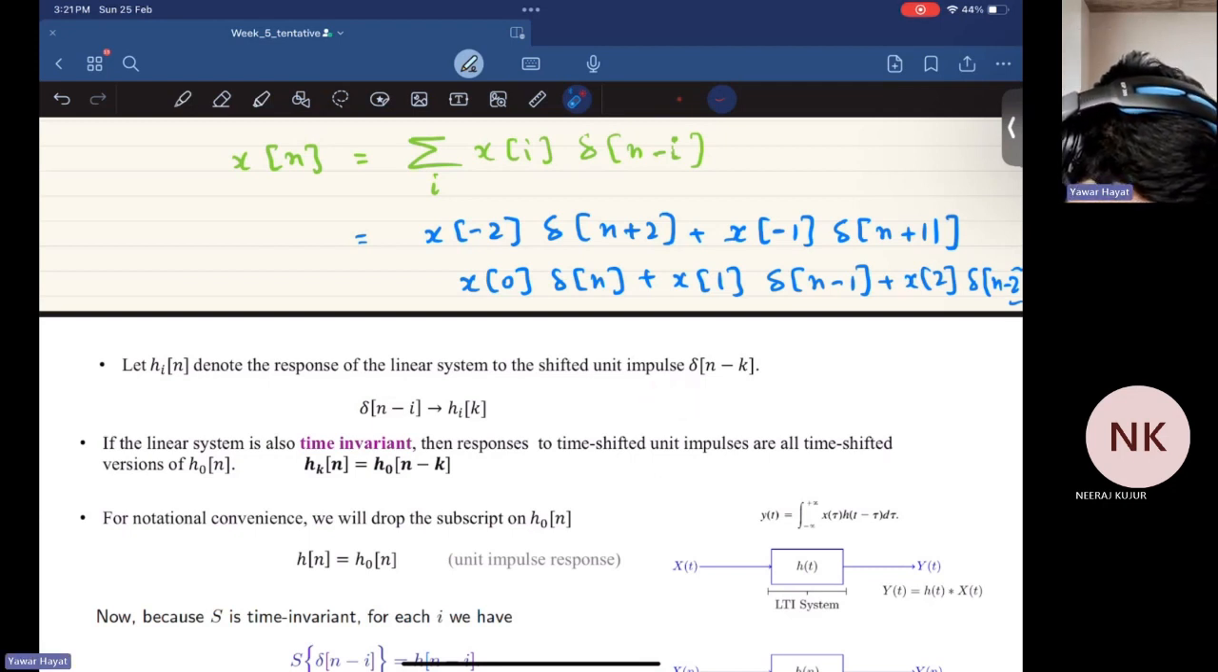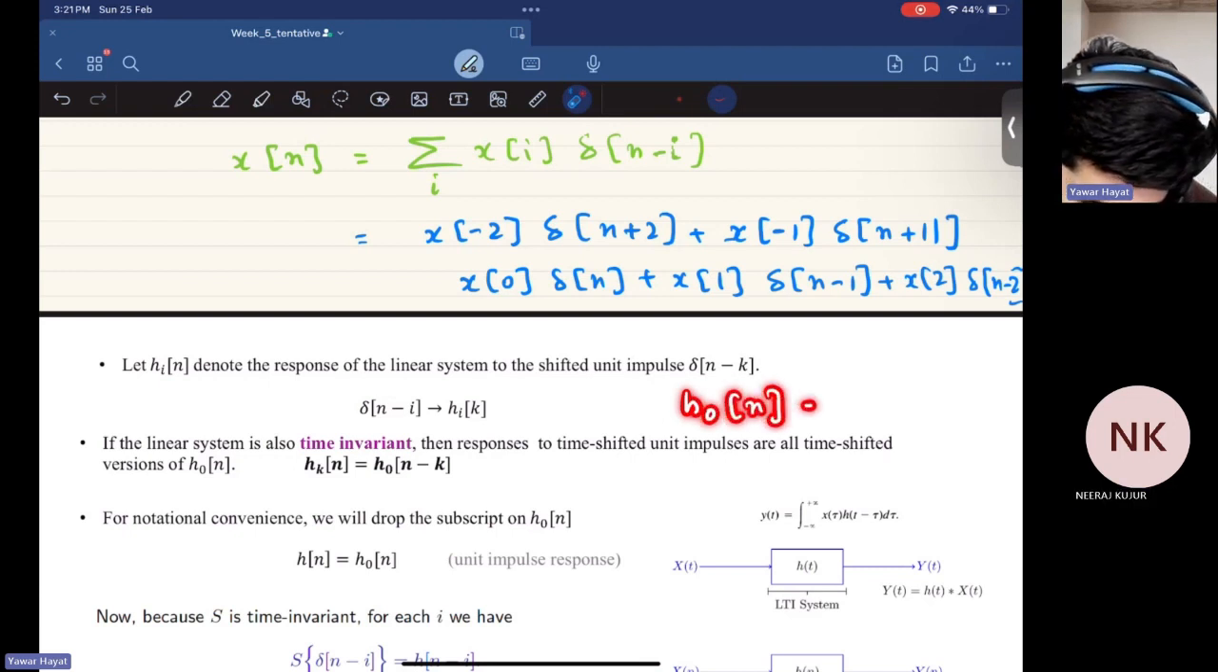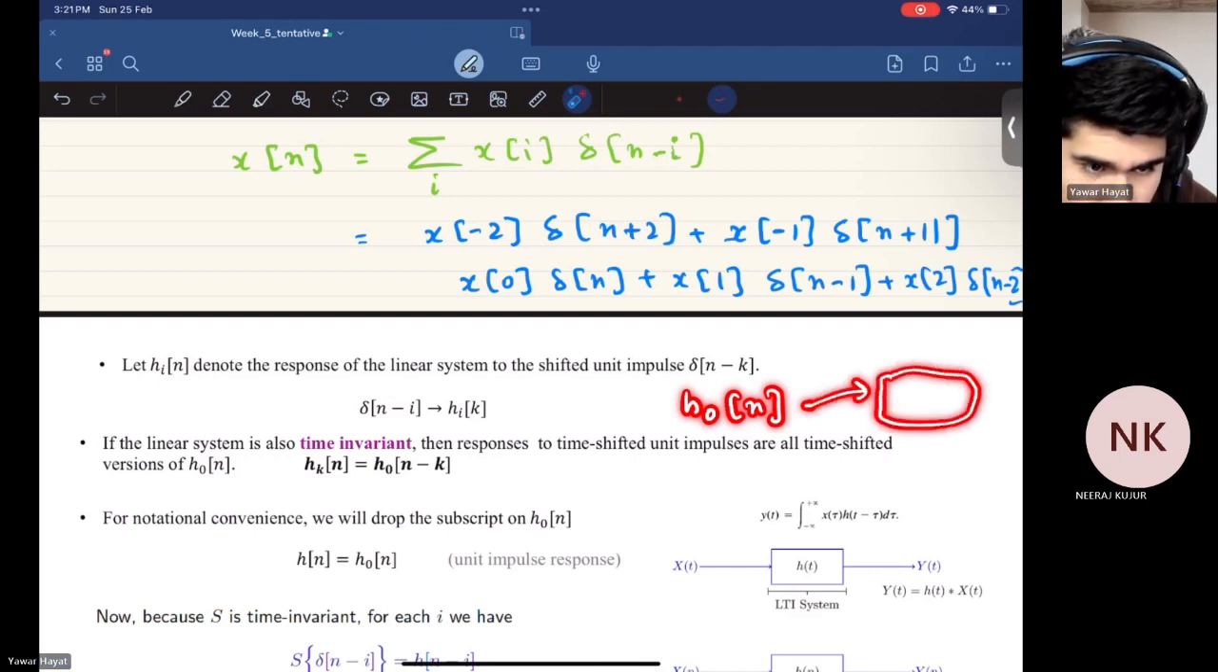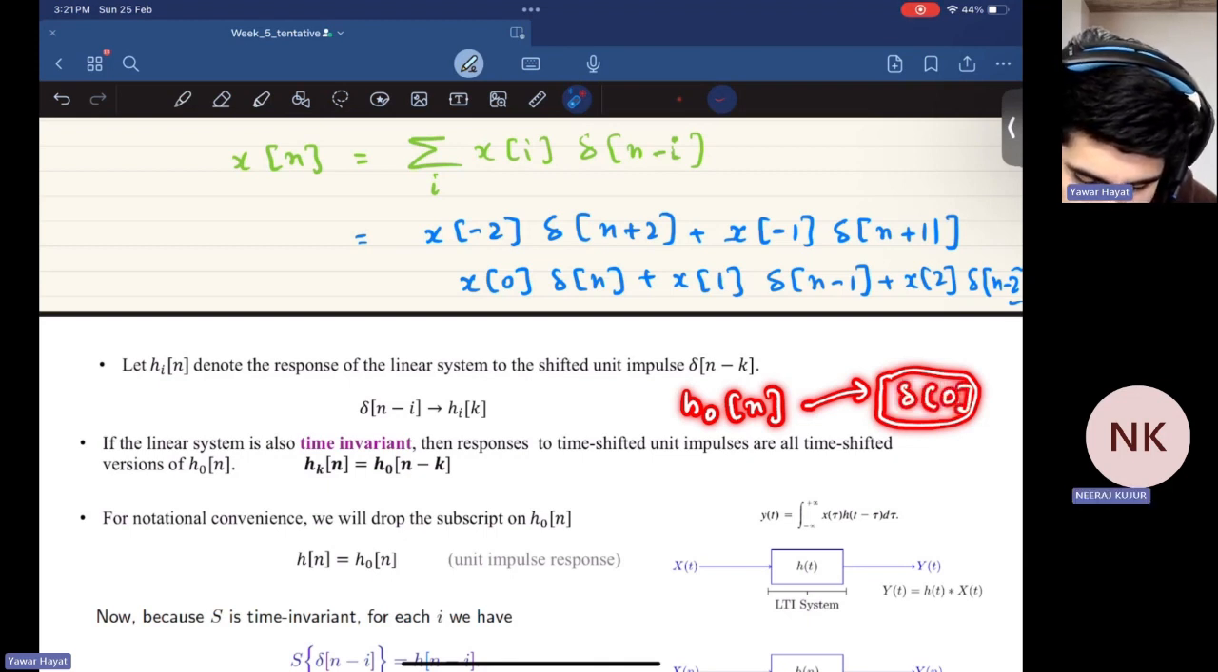I'll first tell you what this h_0 of n is. This is the output of the system when the input is delta of n minus i, and i would be 0, right? So this would be precisely delta of n. When I provide delta of n as the input to the system, I get this h_0 of n, right?